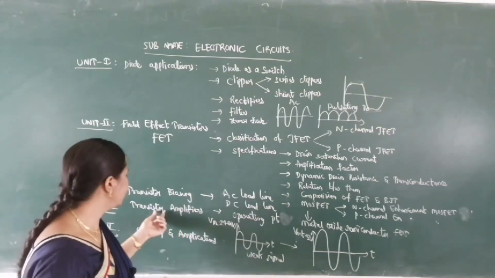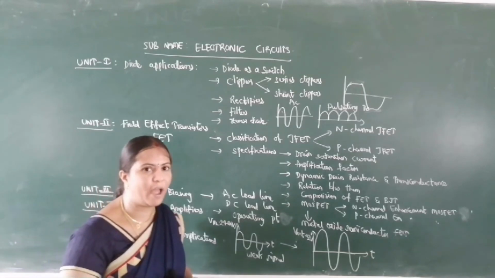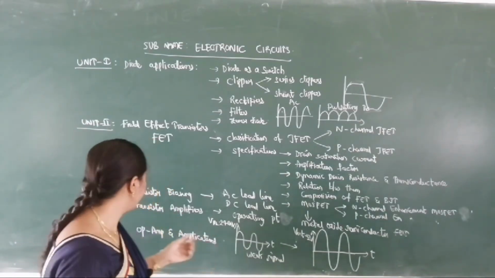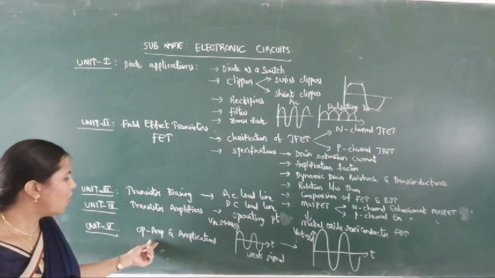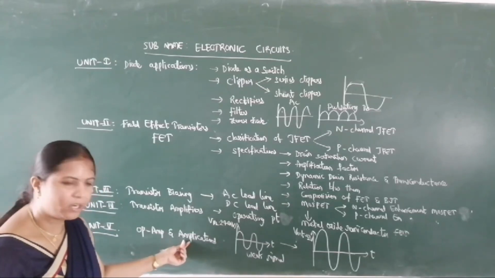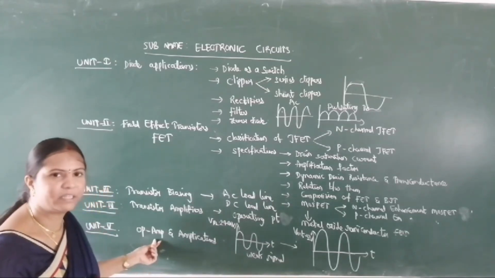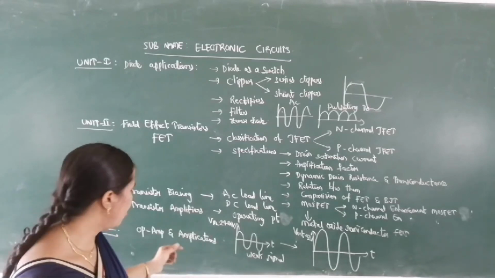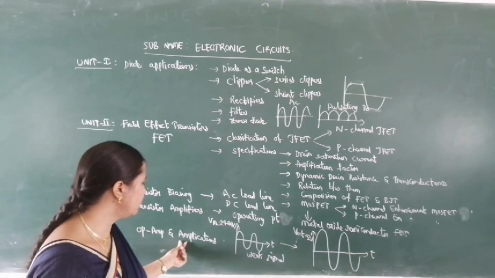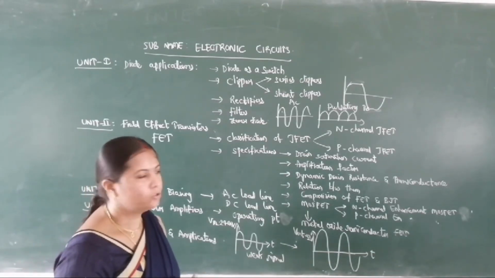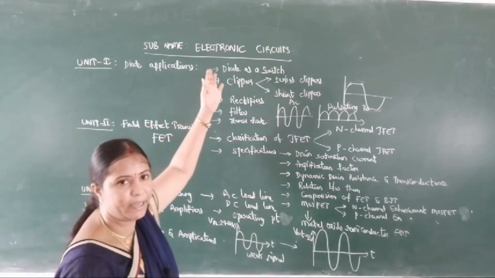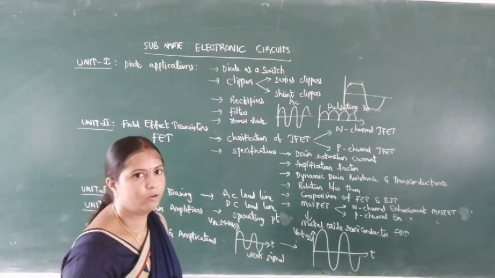Here in this unit you can study the classification of amplifiers, and you can also study power amplifiers. And the last unit is about op-amp and applications. Op-amp is nothing but operational amplifier. You will study about op-amps and their applications. So this is the overview of the total 5 units of your subject, electronic circuits. Okay, thank you.